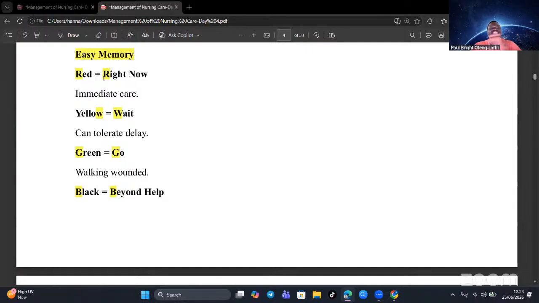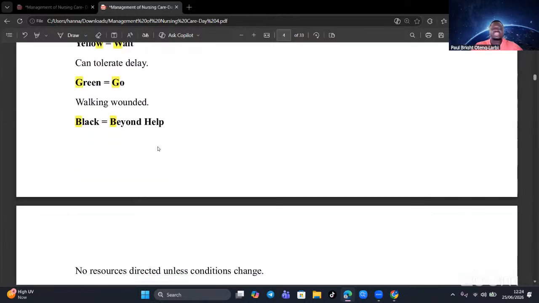So I have highlighted this for you. Red, always the first letter, red, right now, work on him. Yellow, wait. Green, go. Black, beyond help. We don't have time for you.